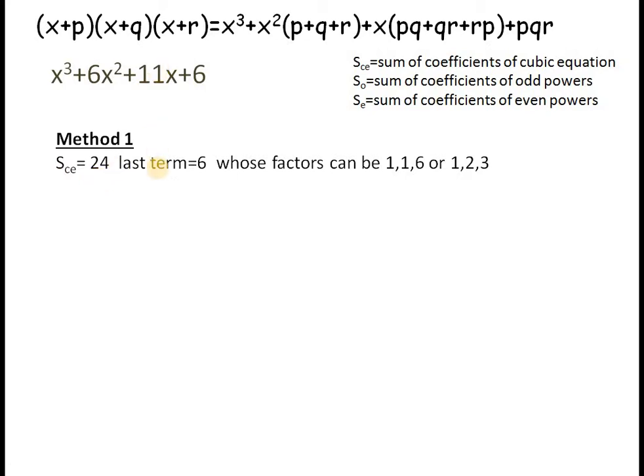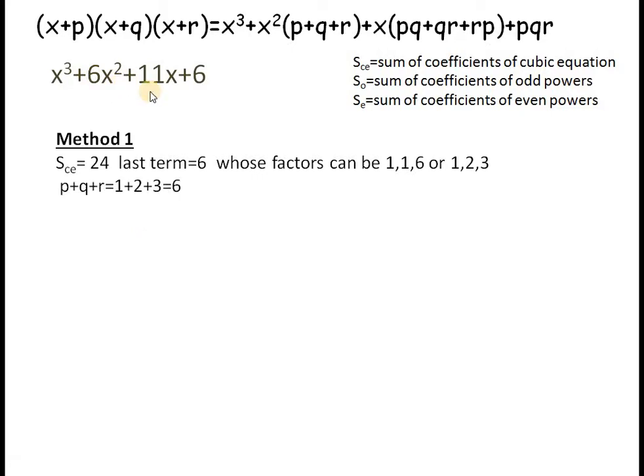And what is the last term? The last term is 6. You need to always check for factors of the last term, and these can repeat. So here the factors can be either 1, 1, 6 or 1, 2, 3. But we need to take factors in such a way that the b term, p plus q plus r, should be equal to the sum of the factors. Now 6 plus 1 plus 1 can't be equal to 6. Instead 1 plus 2 plus 3 can be equal to 6.